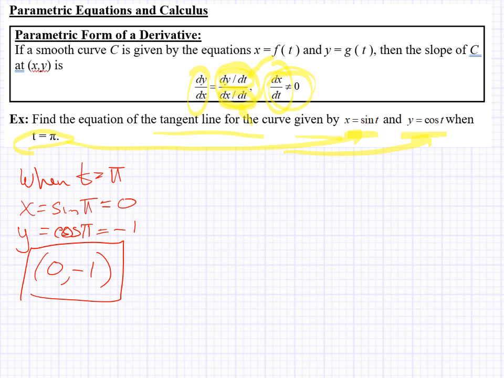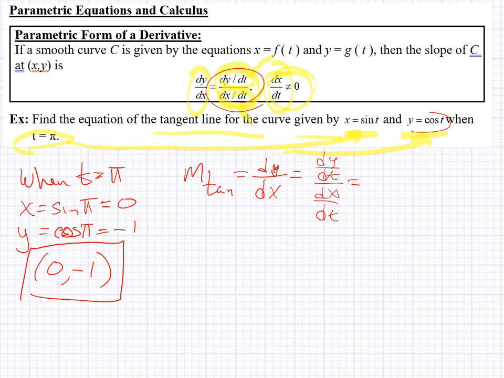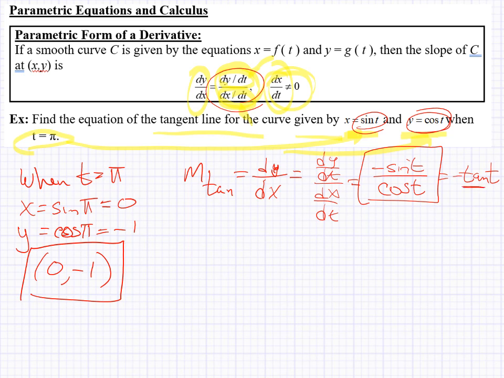But I also need to find the slope of the tangent line, which is dy/dx. Based off of this formula, we could do the derivative of y with respect to t and the derivative of x with respect to t, divide them, and that'll give us what we want. So that's pretty easy. The derivative of cosine would be negative sine t. The derivative of sine with respect to t would be cosine t. So there's your slope. We could also write that as negative tan t, if you want to use an identity. It doesn't matter. You could leave it as sine over cosine, but negative tan t.